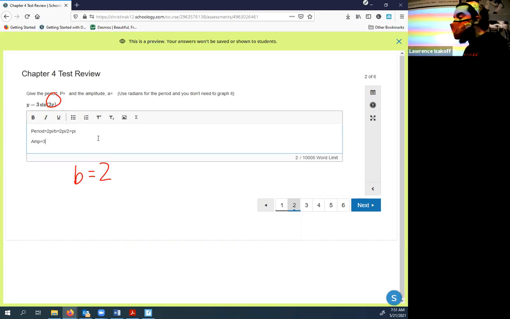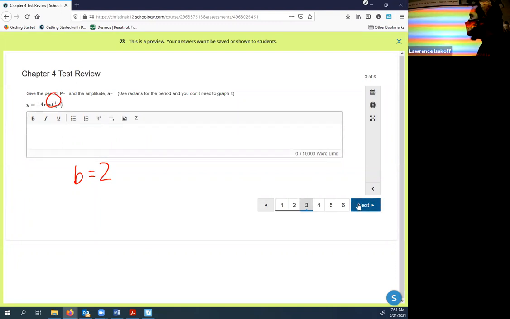Not too bad, just identifying that information off of the equation. And honestly, there's really not much work to even show for that. It's just about being able to read the equation. So not too much to do there. Another one, same thing.